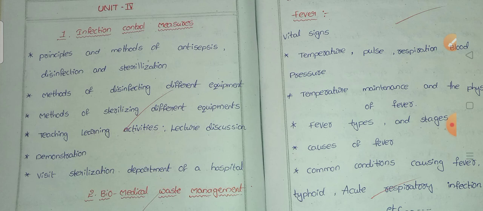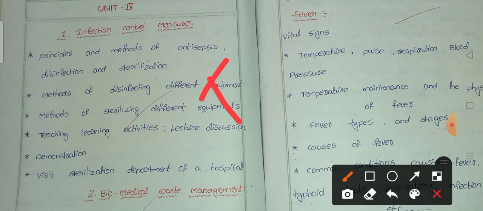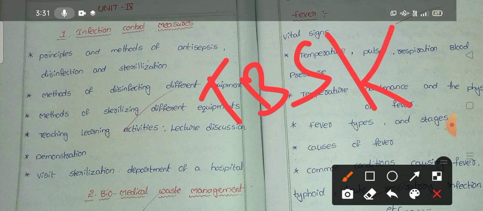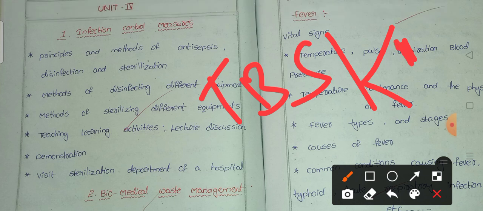So I finished the hospital. Next, body hygiene is finished, then S for specimen collection. Next, I for infection control measures. In this, first disinfection and sterilization, second biomedical waste management.